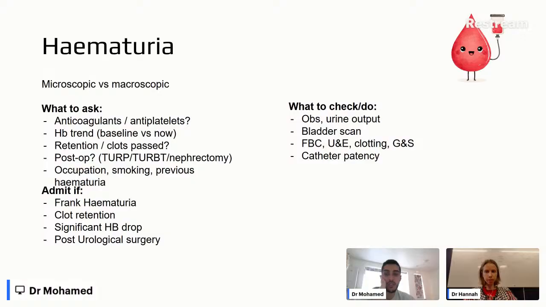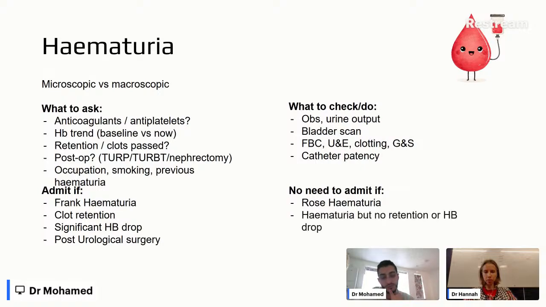And of course, if they've come after a recent urological surgery, then it's fair game and they should be admitted for monitoring at least. So you don't need to admit these patients if it's just rosé hematuria, just light hematuria. There's no retention, there's no blockage of the catheter, it's draining fine. Even if there is hematuria, but there's no retention and there's no hemoglobin drop, then they don't necessarily need to come in. They can have a washout in A&E and then be catheterized and sent home.